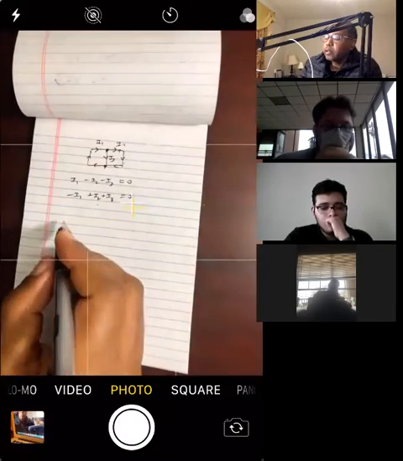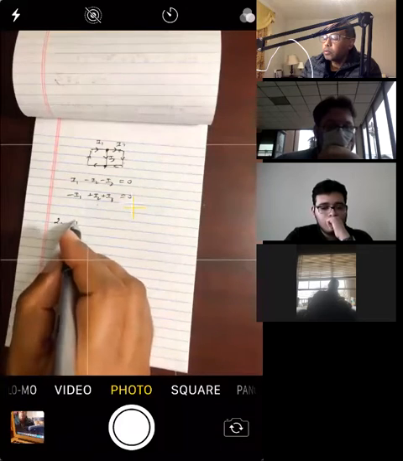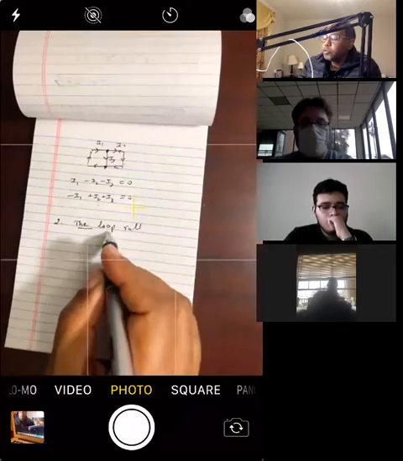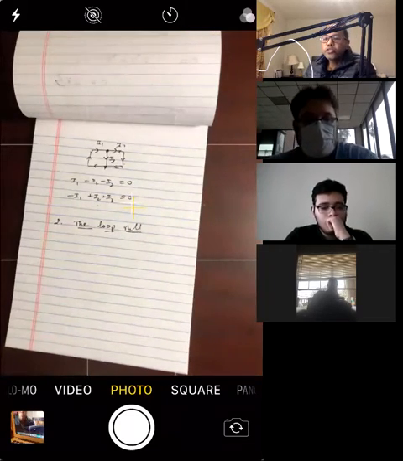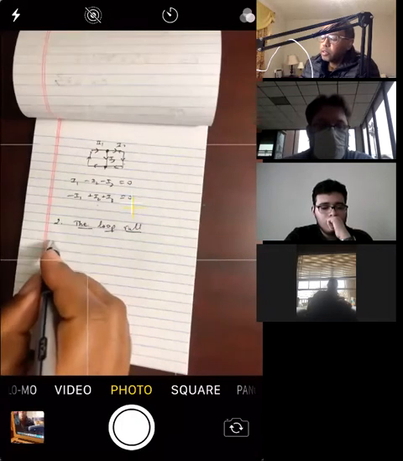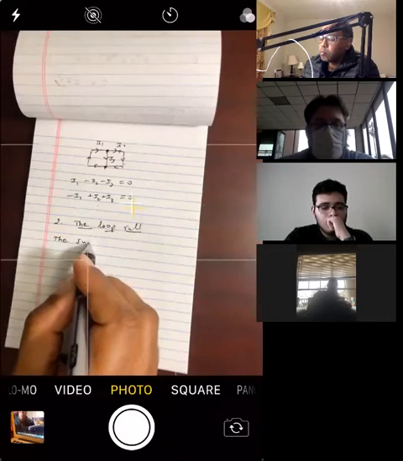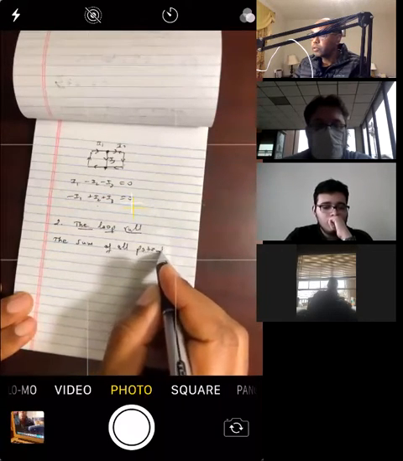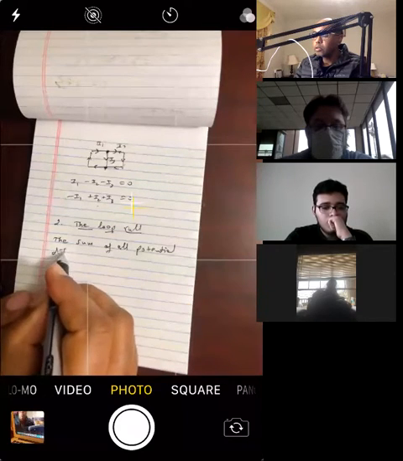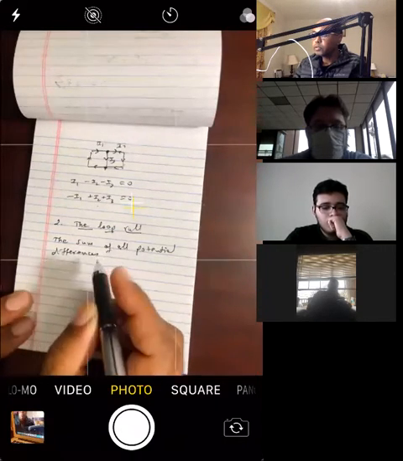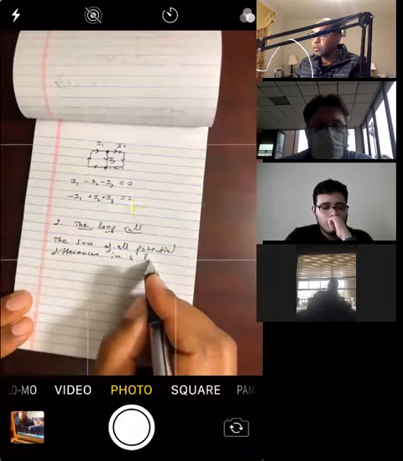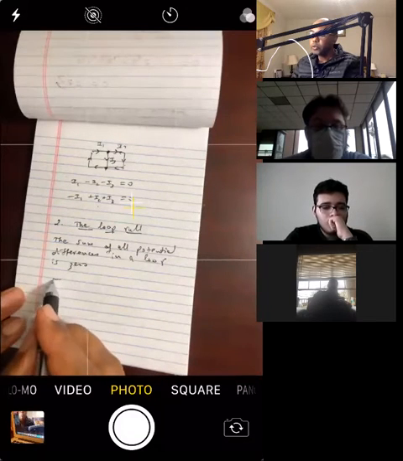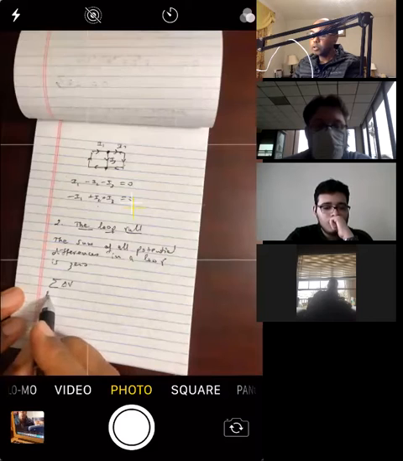Next, we're going to look at the loop rule. This rule says the sum of all potential differences in a loop is 0. If you add up all the potential differences in a complete loop, you should get 0.